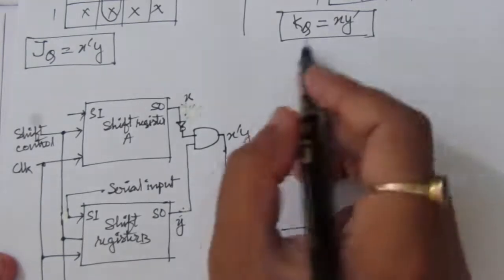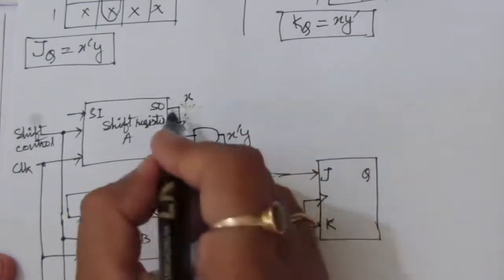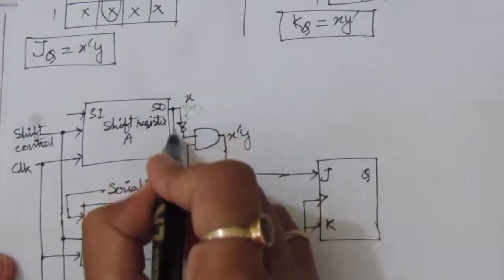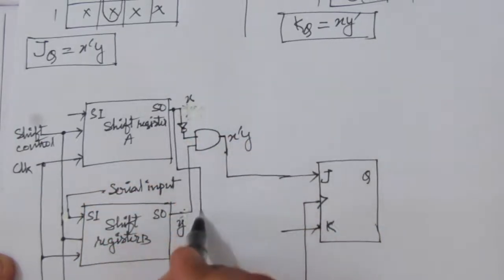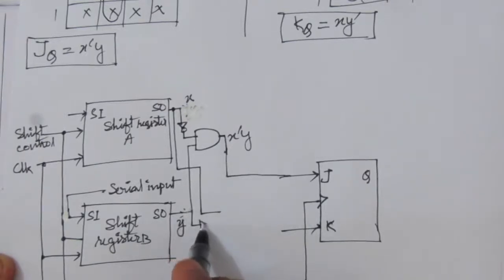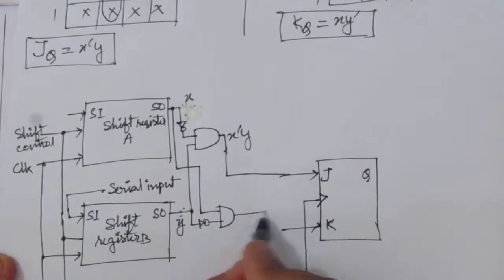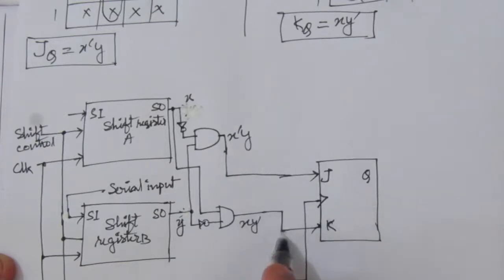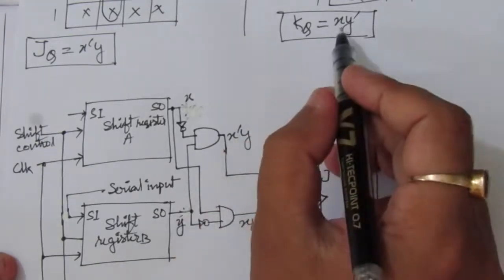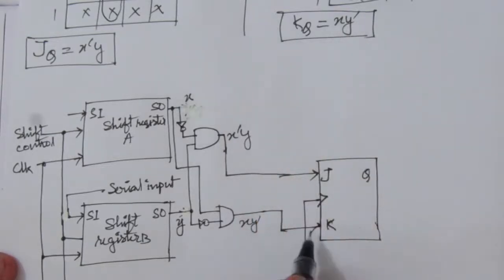Okay, so for KQ we have X Y bar. So take a line from X and use a NOT gate to complement this Y. Okay, use an AND gate, here we'll get X Y bar. So connect this line to this K input, because we have got the expression for KQ as X Y bar. So here we have got X Y bar.